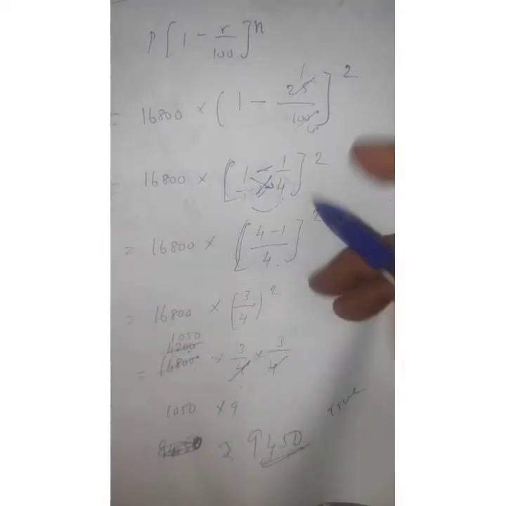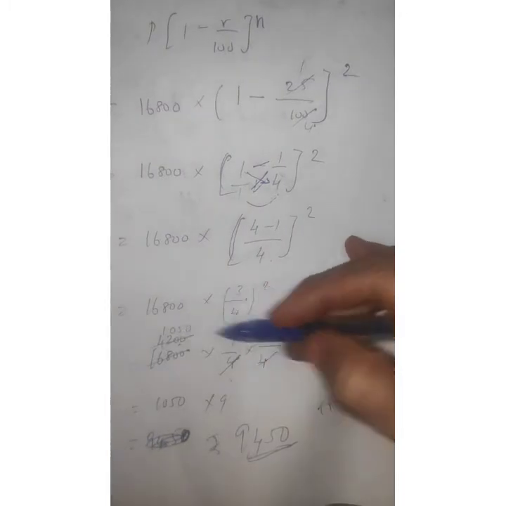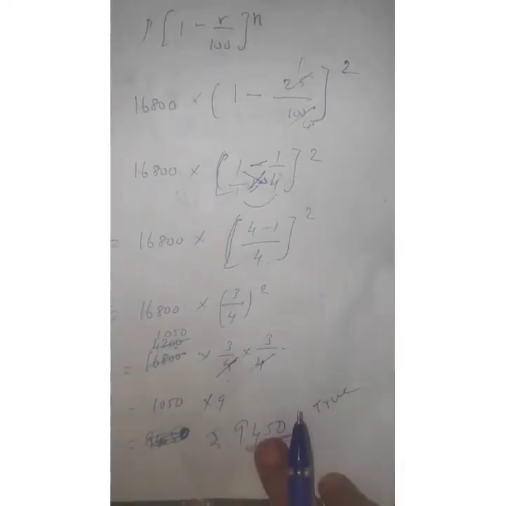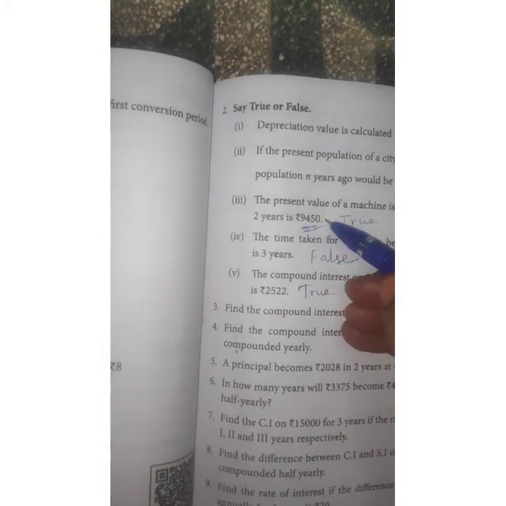So 16,800 into 3 by 4, write it 2 times. Cancel and we get the answer equal to 9,450. The answer given in the question is also 9,450. The answer is also correct, true.